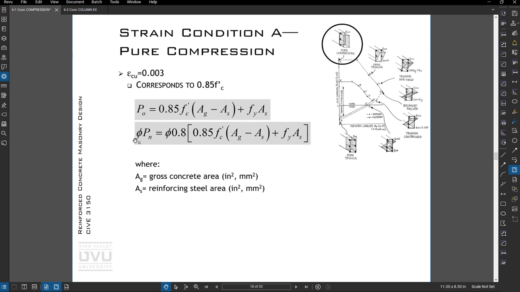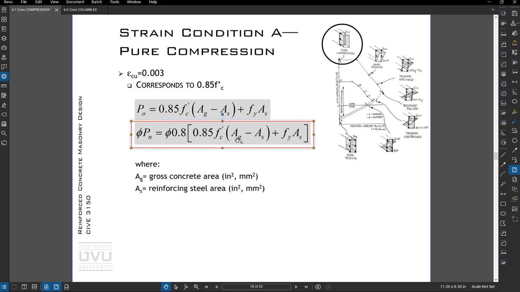And then once we get our nominal capacity, we have phi and an extra 0.8, which, as far as I can tell, just accounts for the reality of life and some buckling things. And then we have this equation repeated. So I would recommend using this equation straight up.